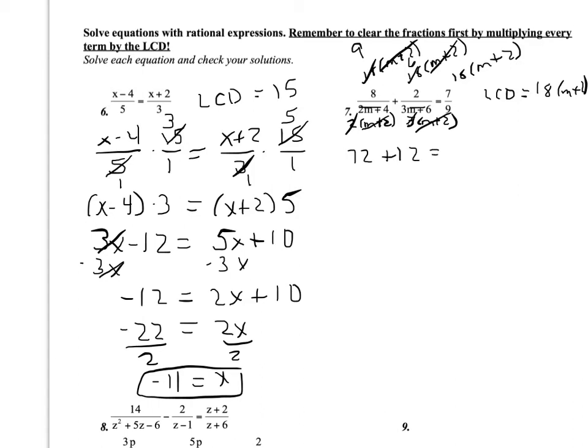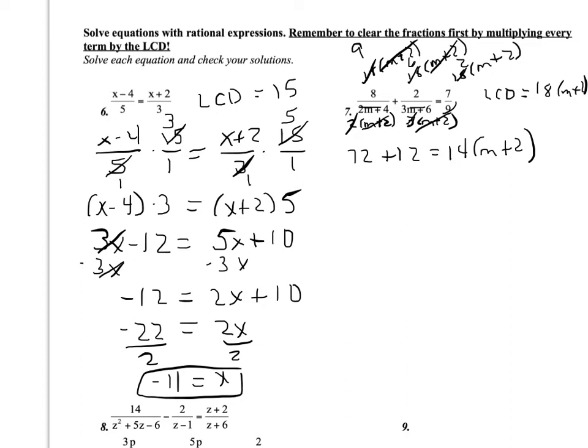For the second fraction, I have 72 plus 12 on the left. Let's clean up the right. 9 will go into 18 2 times. If I multiply back together the remaining pieces, I will have 7 times 2, which is 14, times the m plus 2. And at this point, I'm ready to use the distributive property and clean things up and solve.